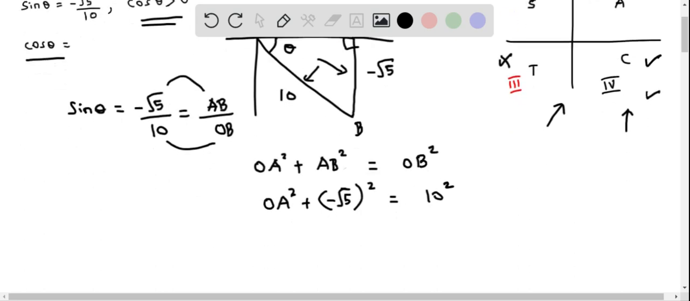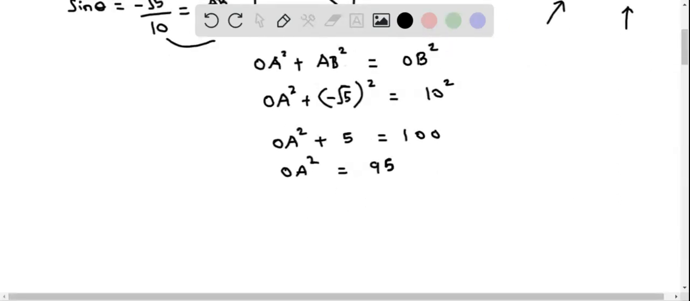Now you can solve for OA from this equation. OA squared plus negative root 5 quantity squared, which is just 5, equals 10 squared, which is 100. Now we subtract 5 from both sides. So we get OA squared equals 100 minus 5, which is 95. We then take the square root on both sides so that we determine OA. This implies OA equals the square root of 95.